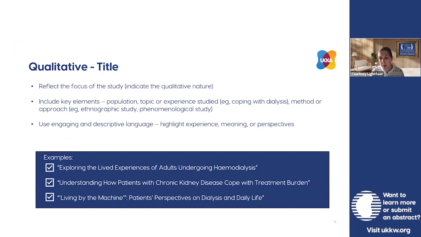There's obviously other components that you should include within abstracts, which have already been covered at the start of the session. So for a title, we want to really focus on reflecting the focus of the study, particularly indicating the qualitative nature of this. We want to include key elements such as the population that we're exploring, the topic or the experience that we're studying. We want to include the method or the approaches, so the qualitative approaches that we're using. Often we tend to use engaging and descriptive language and try and highlight experience, meaning, or perspectives.